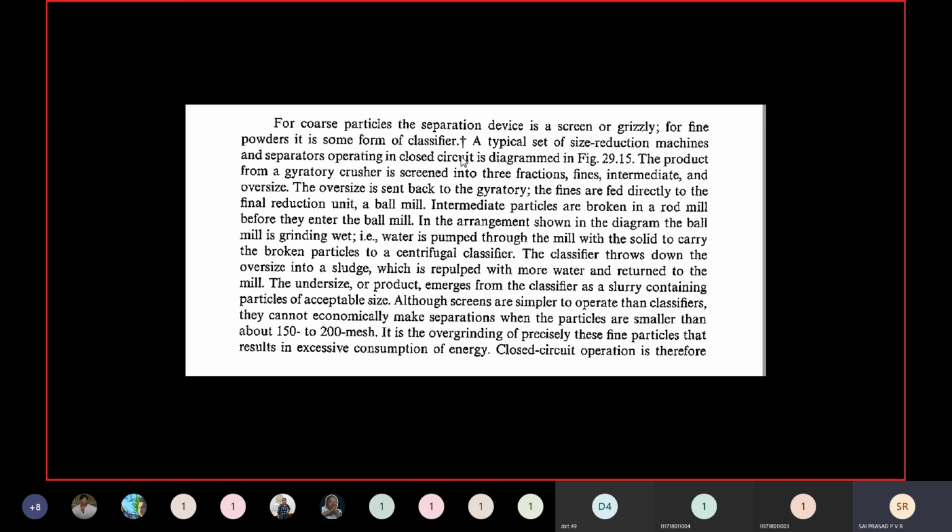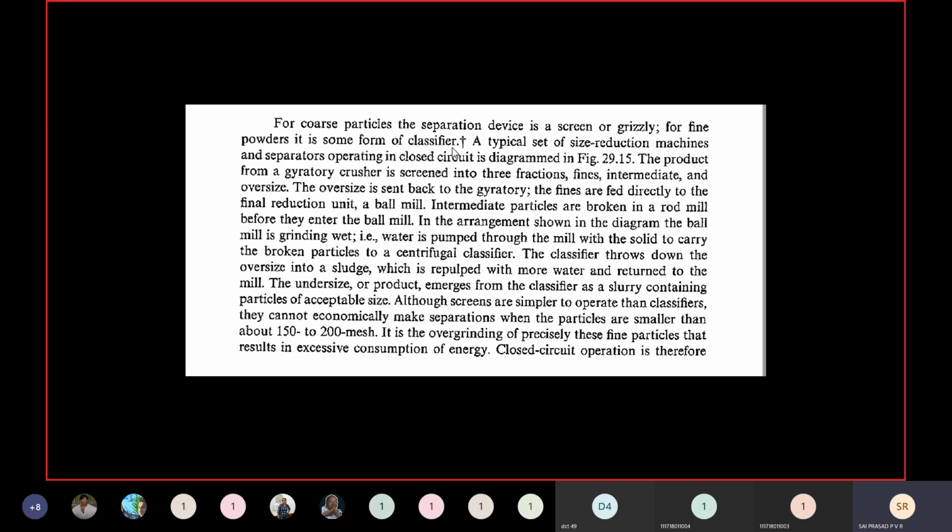Yeah, for coarse particles, the separation devices are screening and then grizzly. For fine powders, it is some form of classifier. A classifier is a device which is used to separate the solid particles into two sides. The first one will be the overflow, the second will be the underflow. Underflow will carry larger particles, overflow will carry smaller particles. And here we are going to use water as a sorting medium.